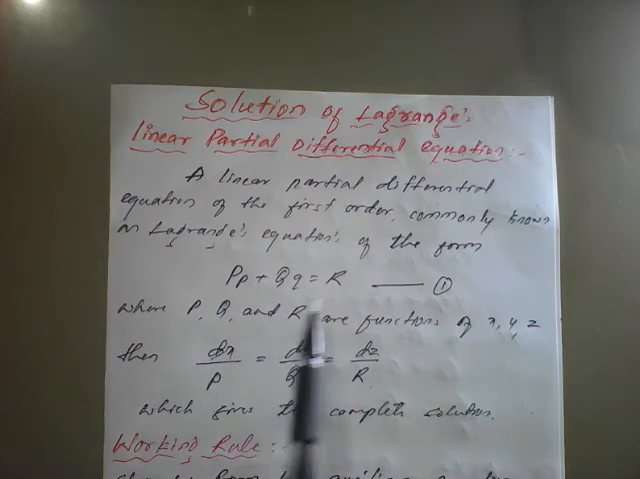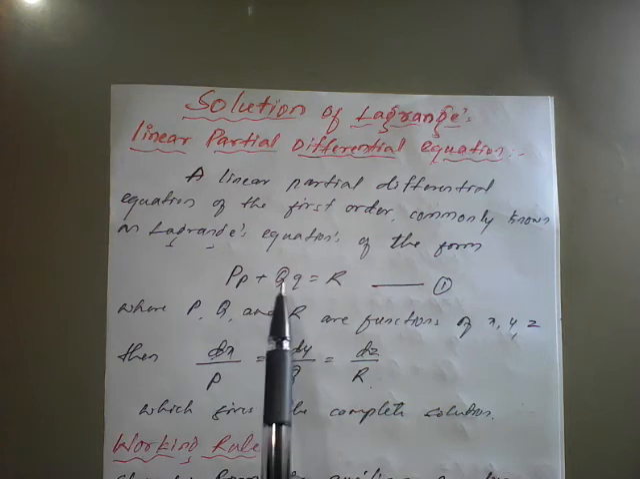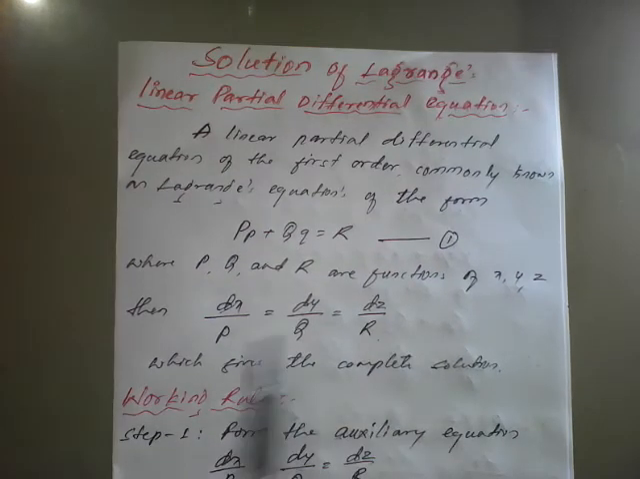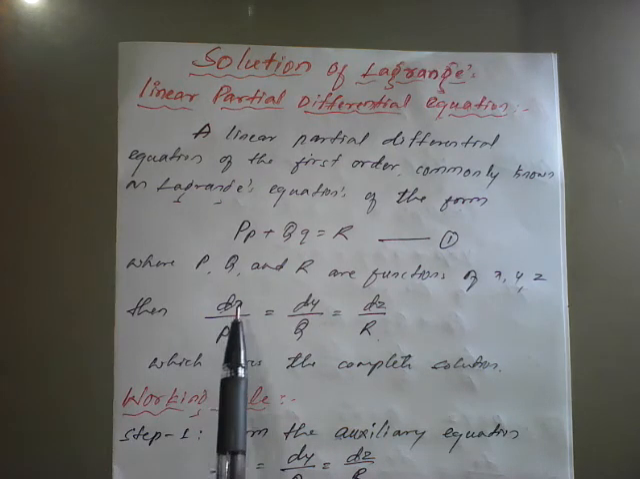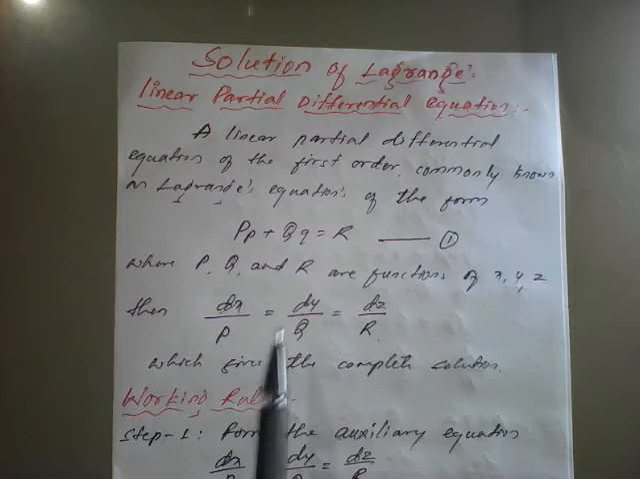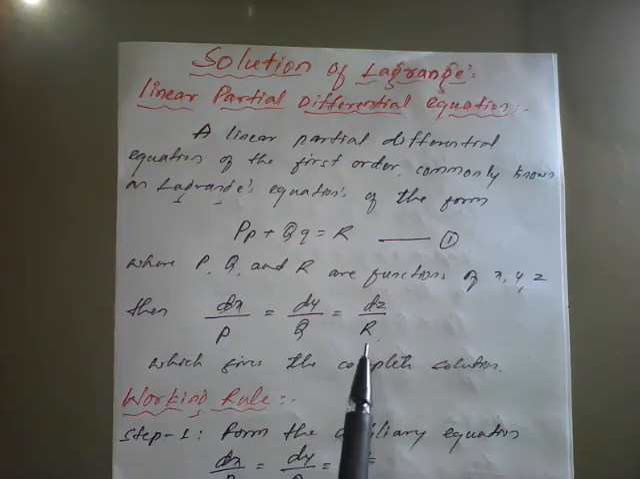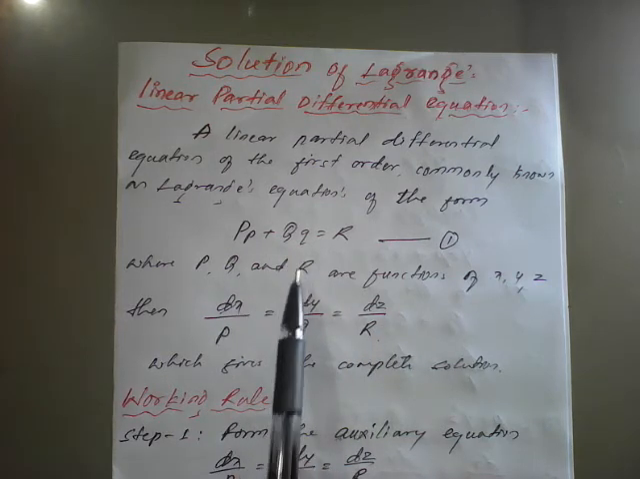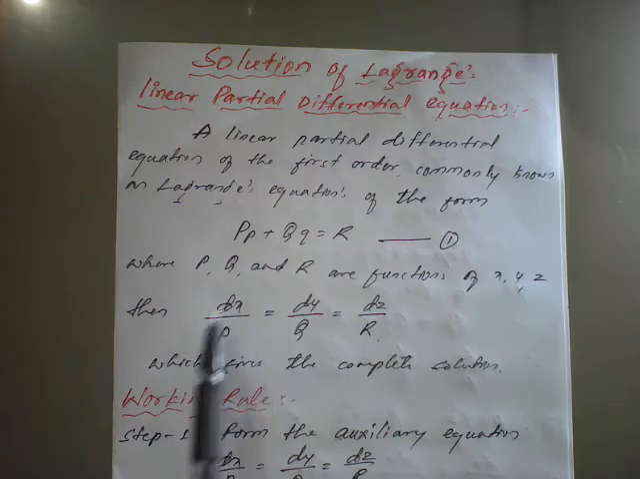Then if it is in the form of Pp plus Qq is equal to R, we can write an auxiliary equation. We call this the auxiliary equation: dx upon P is equal to dy upon Q is equal to dz upon R. An equation can be converted in terms of this auxiliary equation, and from this we can find a complete solution.